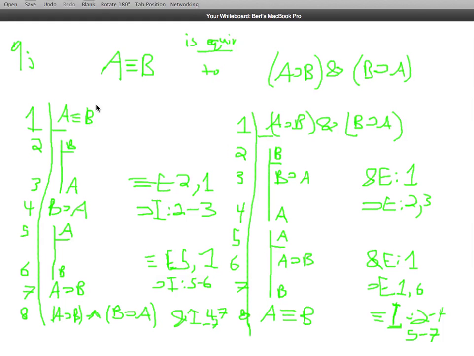In the first derivation, we've assumed A if and only if B to derive this conjunction. And then in the second case, to show the other direction, we've assumed this is our primary assumption and then derived A if and only if B. So when you do this, you can then claim that those are equivalent.